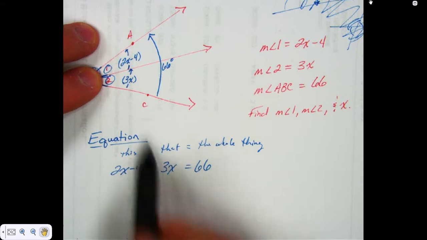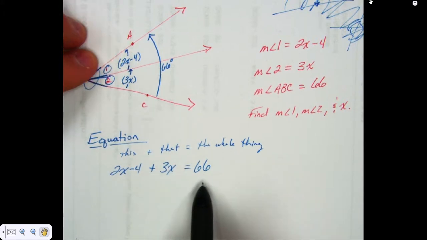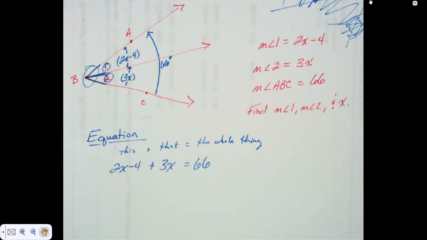That was 3x. The whole thing was 66. Do you see how that's the same thing? Does that make sense to everybody? It's not so hard when you look at it that way.